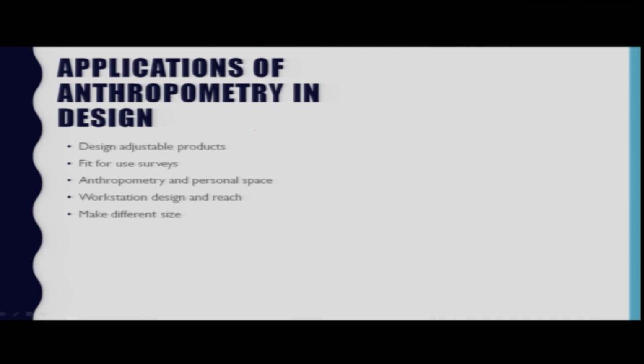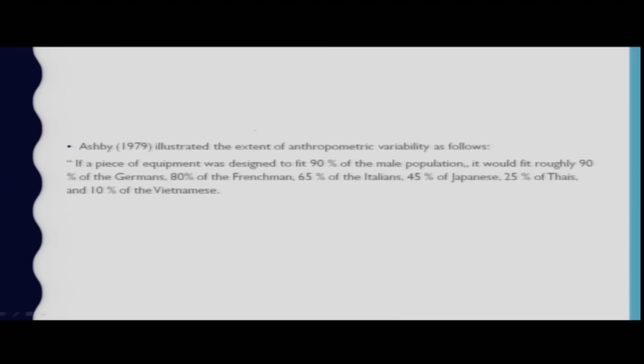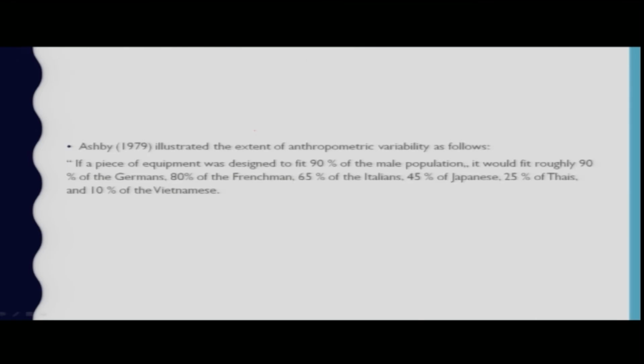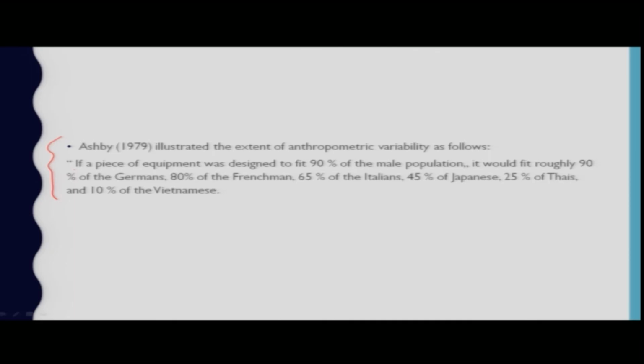Now, coming to the next topic, the application of anthropometry in design. These are the aspects: design of adjustable products, fit for use surveys, anthropometry and personal space, workstation design and reach, and making different sizes. We will go into detail on these aspects. Just for the sake of one sentence that I have taken from a reference, Ashby in 1979 illustrated the extent of anthropometric variability as follows. It is a very interesting statement.